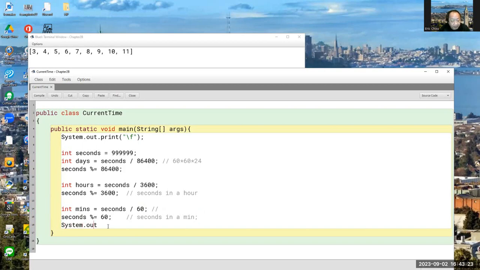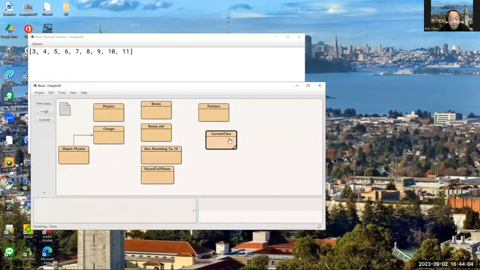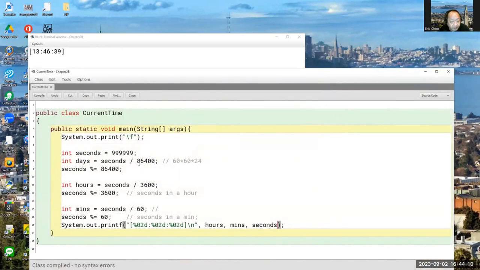So we do System.out.printf. Okay. So percentage 0.2d, colon, percentage 0.2d, colon, percentage 0.2d. Okay. And then backslash n, and then you have the hours, minutes, and the seconds. So far, okay. Yeah. Okay, so you got the certain hour, minute, second by doing this.